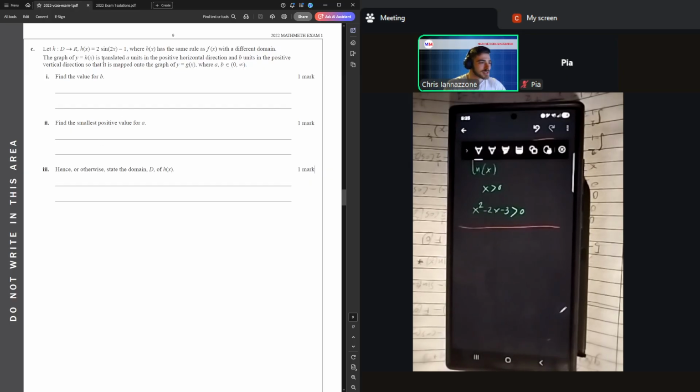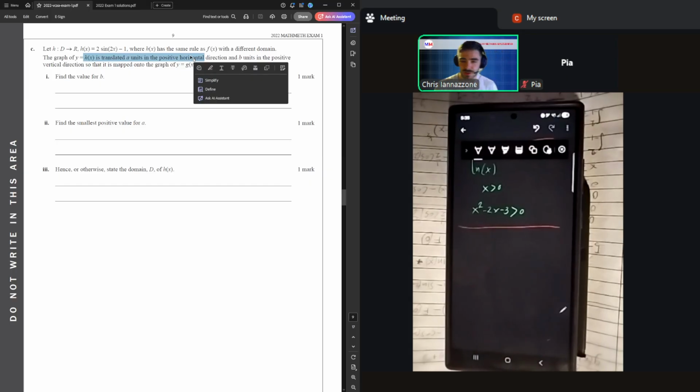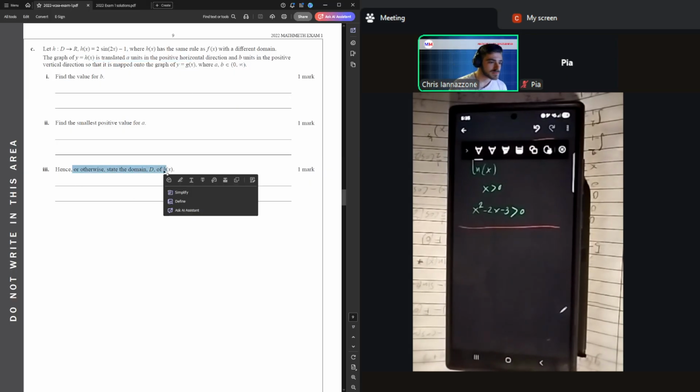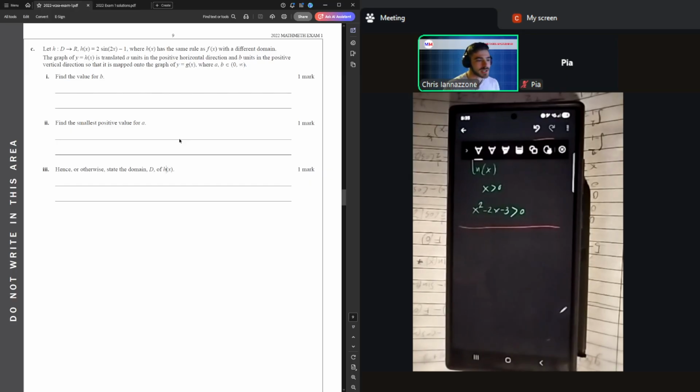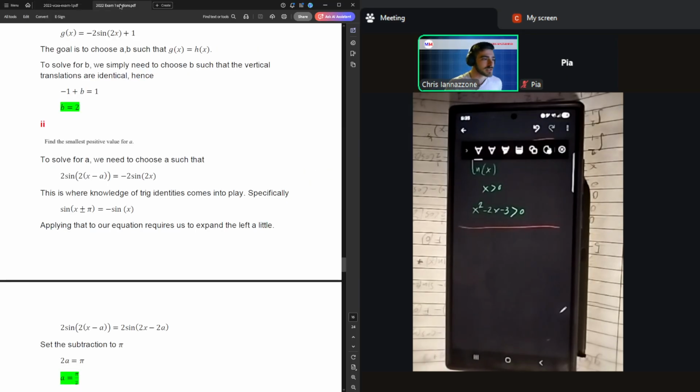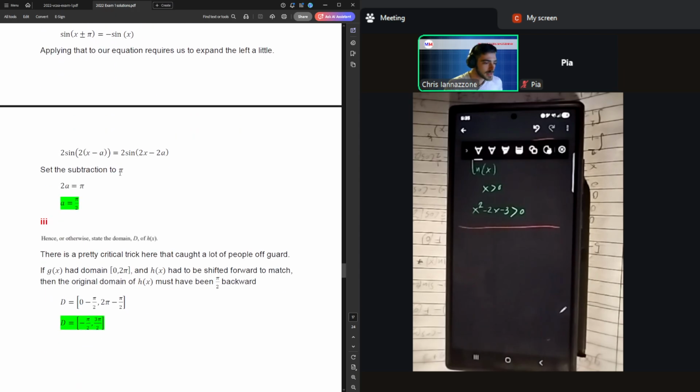I'll briefly touch on it, which was we had some function h, which was a copy of f, but has a different domain. And we were told that the graph of h was shifted right and up by a certain amount. Eventually the goal was to figure out what must the domain of h of x be? The natural thing to do is to think, okay, it's being shifted up and right, so the domain probably also shifts right.